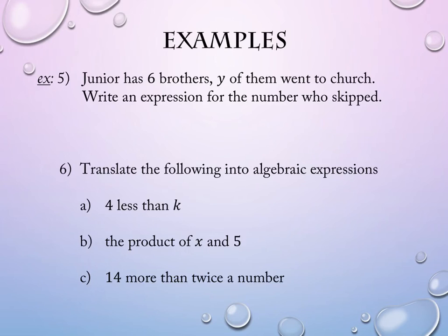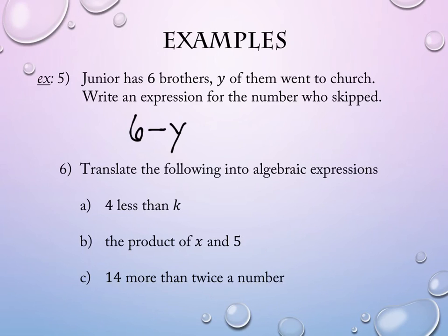Say it again. 6 minus 1. Yeah. 6 is his number of brothers minus y, the ones who skipped church. When you are writing these, do you put it in order as the numbers come? It kind of depends on the structure of the language. So you'll see one here in a minute where it doesn't quite work that way. This one did. But it's because of the way we speak our English that it doesn't always work that way.